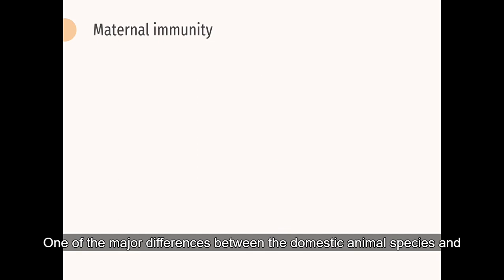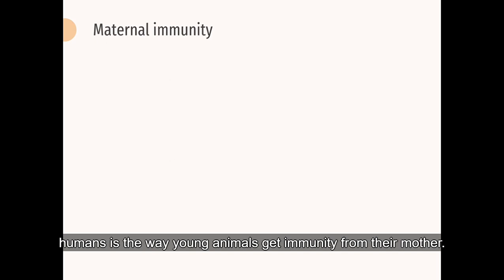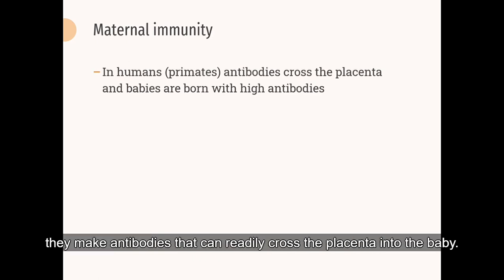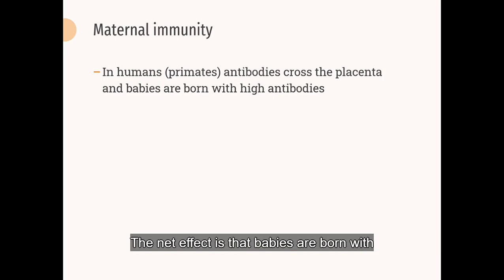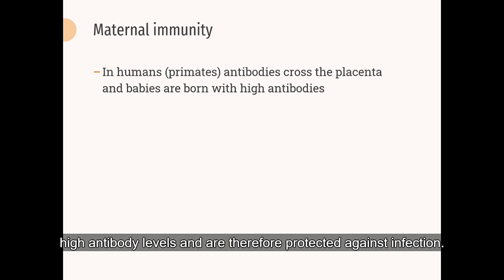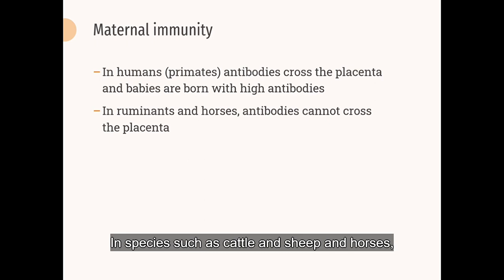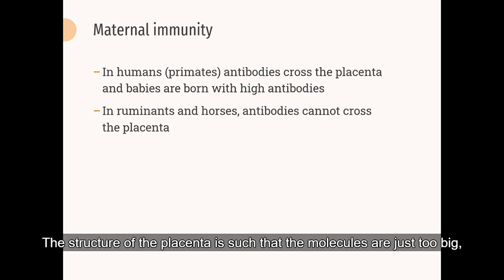One of the major differences between the domestic animal species and humans is the way young animals get immunity from their mother. In young humans, in all primates, they make antibodies that can readily cross the placenta into the baby. And the net effect is that babies are born with high antibody levels and are therefore protected against infection. In species such as cattle, sheep, and horses, antibodies cannot cross the placenta. The structure of the placenta is such that the molecules are just too big.